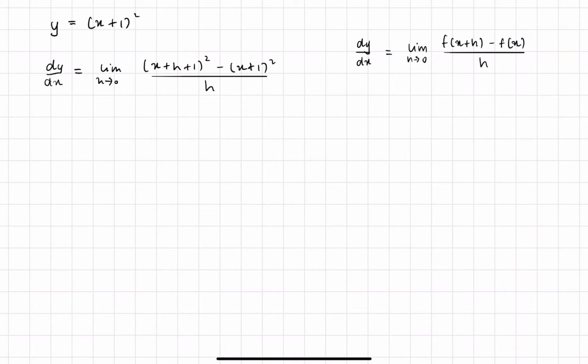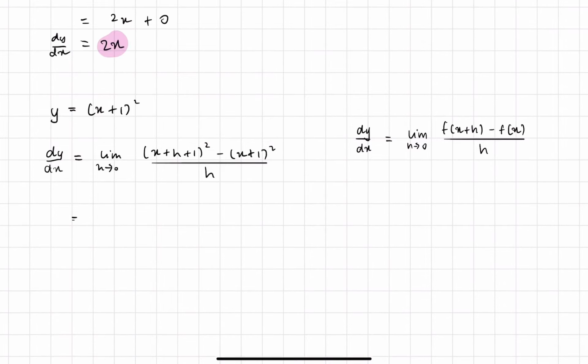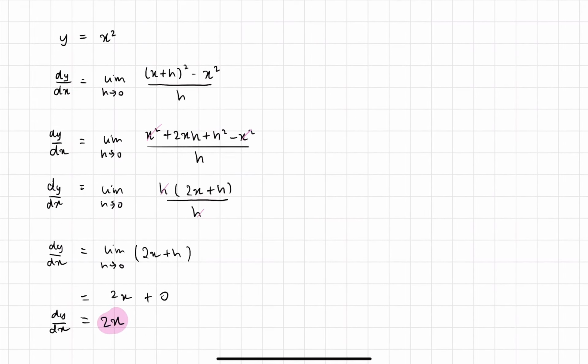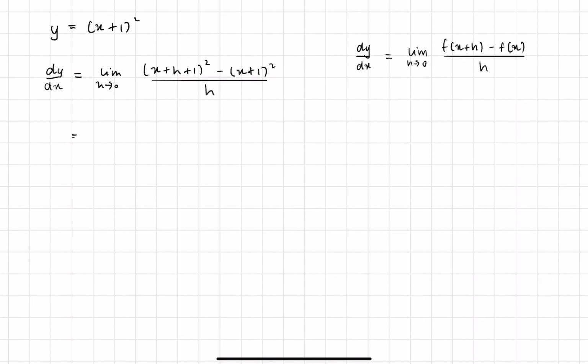Okay, now in the previous question, this is very similar to the previous one, right? And we expanded and simplified, right? But in this one, we could also do the same thing, but I'm going to show you a slightly different technique, which I think is a little bit more efficient.